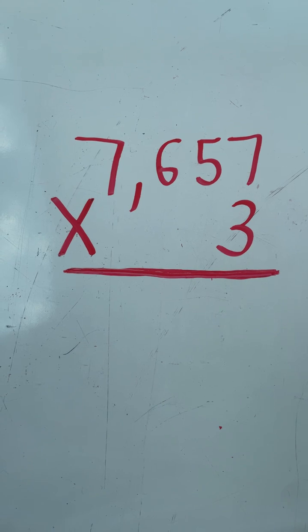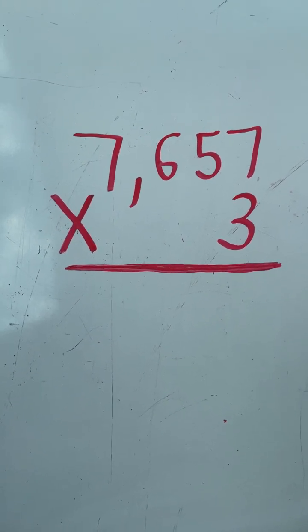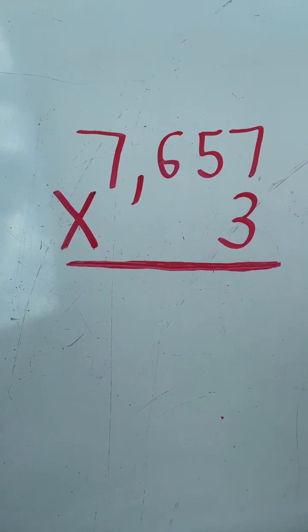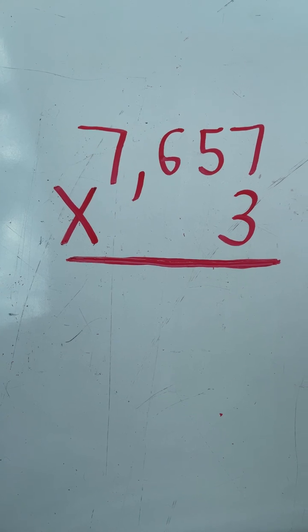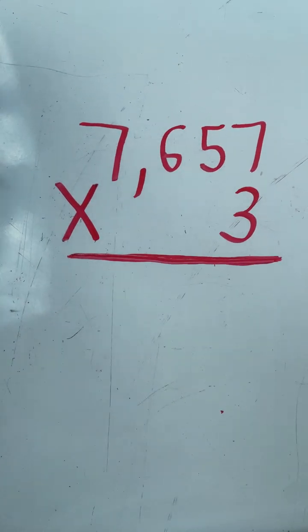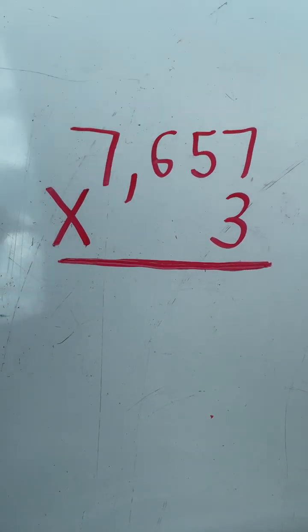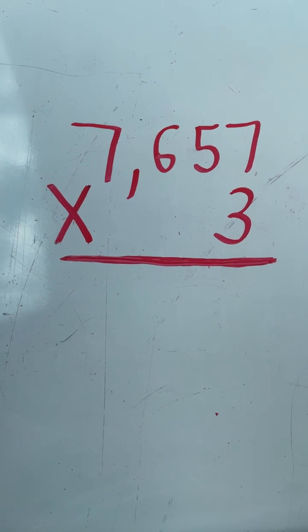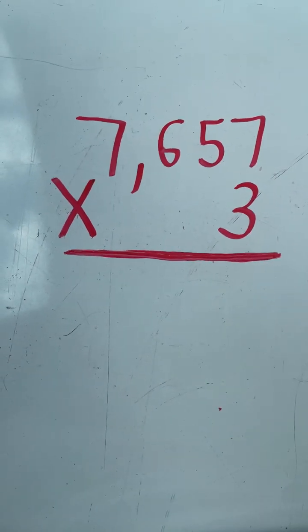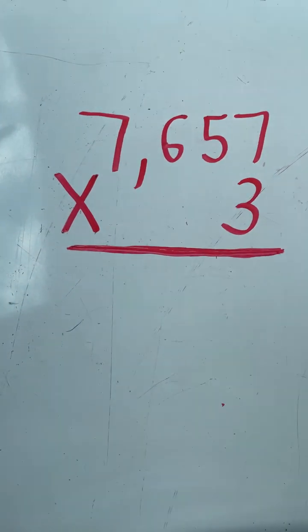So this video is going to focus on 4-digit by 1-digit multiplication. Our model problem is 7,657 times 3. I'm going to get right into how to solve that problem. I want you to think of this as 4 separate 1-digit multiplication problems where if our product is 10 or more, we need to regroup. So we're going to start out in the ones place. We're going to multiply 7 times 3.